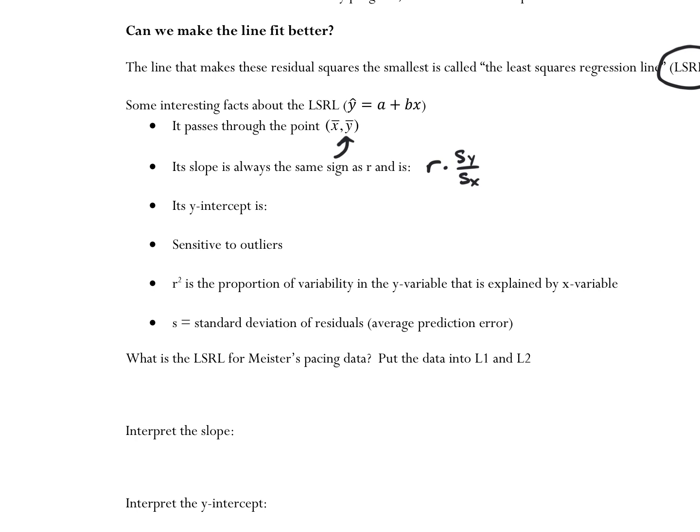Now you guys, sy is the standard deviation of all the numbers that are y coordinates. In this case, it would be the standard deviation of the Scrabble scores. Standard deviation is all about spread, so sy in some respects is kind of like the change in y, over sx, the spread of the x's, which is like the change in x. So if r is positive, the value of the slope is going to be positive. If r is negative, the value of the slope is always going to be negative. That's going to come into play in a little bit.